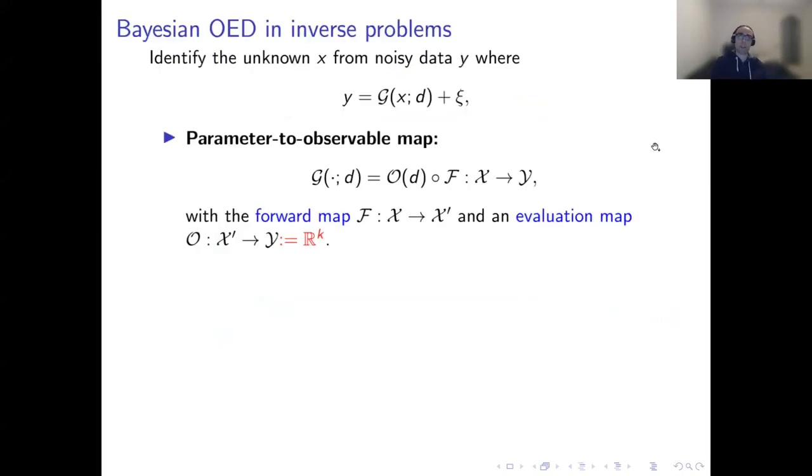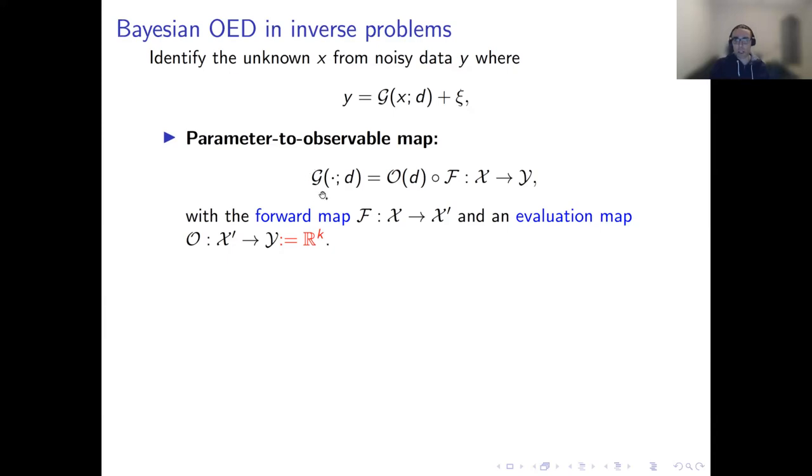So let me start by first setting up some notation. Of course, we are in the business of solving X when some data Y is given, and we have some mathematical model connecting X and Y. Here G is my forward mapping, and I add this parameter D, which represents the experimental design. It represents something in the measurement setting that I'm involved with. And Xi here is my measurement noise, so I assume additive noise.